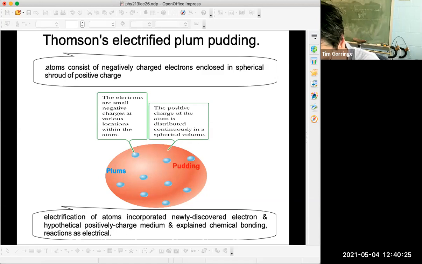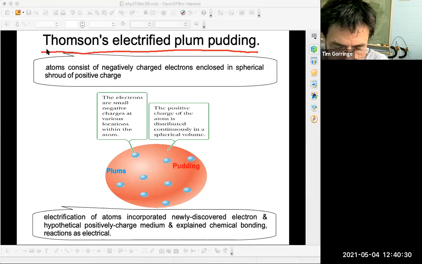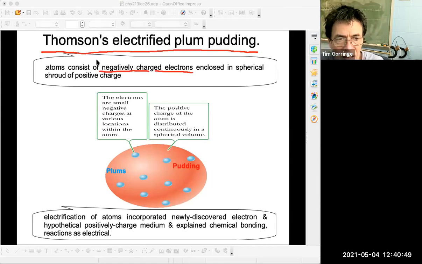So this slide describes what they call Thomson's plum pudding model of atoms. So in his model of atoms, the atom consists of two distinct parts. There are negatively charged electrons in the atom, and they sit in a kind of shroud, a spherical shroud or cloud of positive charge. That's the other part of the atom.